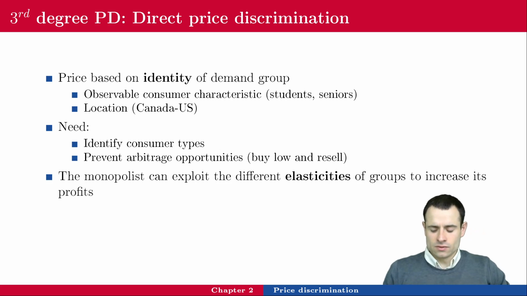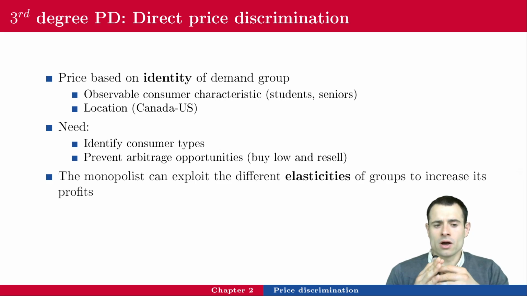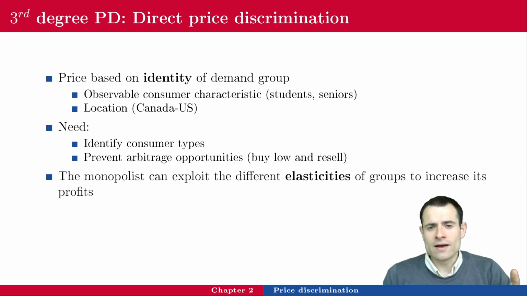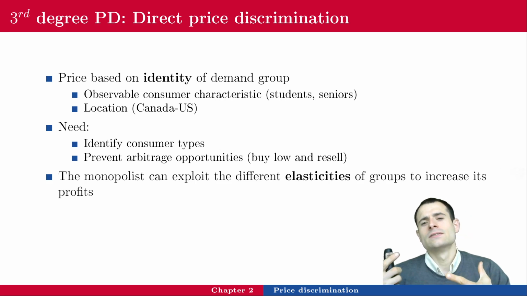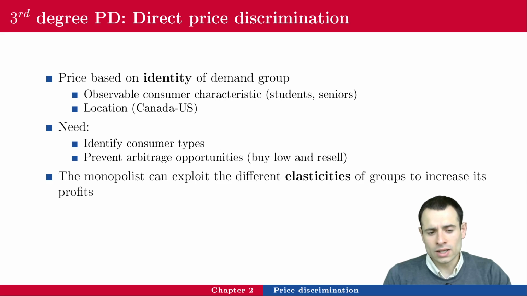The point of distinguishing different demand groups, 2, 3, 4, however many demand groups there are, is to be able to exploit different elasticities to increase profits. Students tend to have a higher price elasticity of demand. They are more sensitive to price changes. Any price which is high, students are not likely to buy a lot of the good, as opposed to maybe working adults or businessmen and so on. Same with seniors.